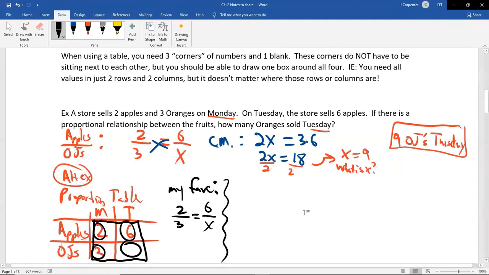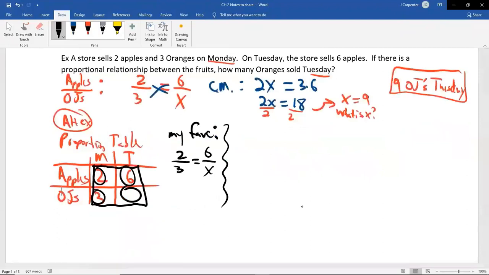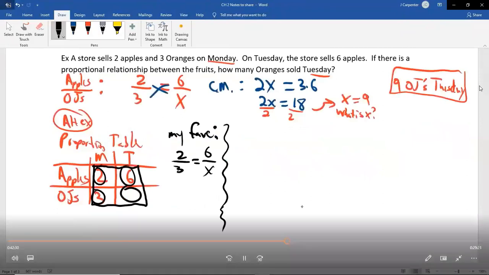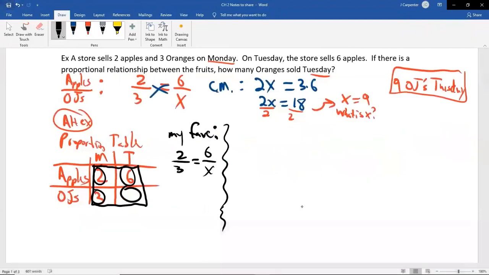I find it easy because the numbers are laid out in the proportion exactly as they are in the table in terms of their corners and positioning. This is exactly the same equation we just solved earlier. You cross multiply, you get 2x equals 18. You divide and you get x equals 9. The same answer. X being here. Wherever your blank is, you call it x. Or N or J for oranges, whatever letter you like. Here's an alternate way.